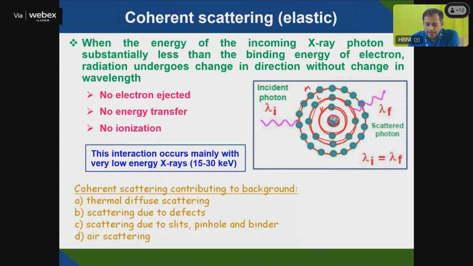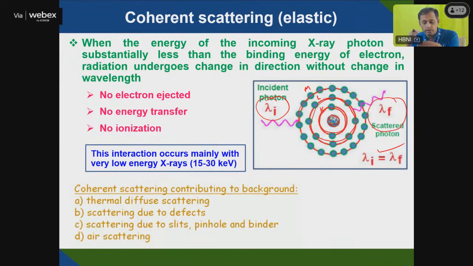Here lambda I is the incident photon wavelength and lambda f is the scattered photon wavelength. The wavelength will remain the same, lambda I equals lambda f, but the direction of propagation will change. No additional electrons are ejected and no energy transfer takes place. Since the energy is very low, no ionization process occurs. This interaction mainly occurs when the X-ray energy is in the range of about 15 to 30 keV.